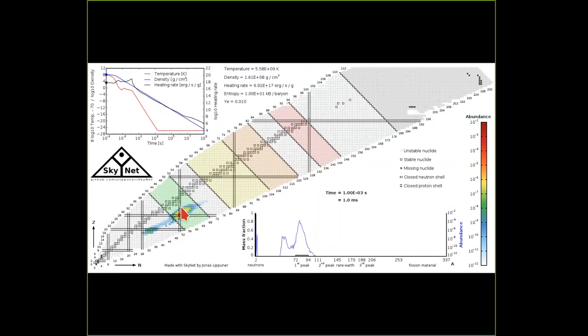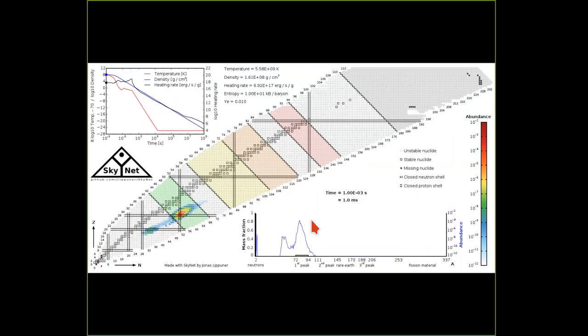You see most of the mass, or most of the abundances, are clustered around this doubly magic number here in the first peak. These colored bands correspond to bins in the histogram that will pop up down here. The blue curve here is the abundances on the log scale. And finally, in the upper left corner, we have temperature, density, and heating rate as a function of time.